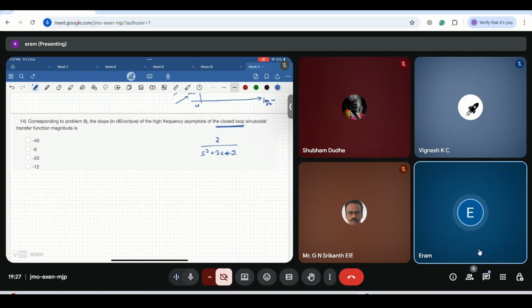You can also calculate by finding the magnitude and then putting omega tends to infinity. But with experience, we know that since we have two poles, as omega tends to infinity we will have a minus 40 dB per decade asymptote. Okay. So if you have minus 40 dB per decade, how much will it be per octave? You just have to multiply minus 40 with log 2.